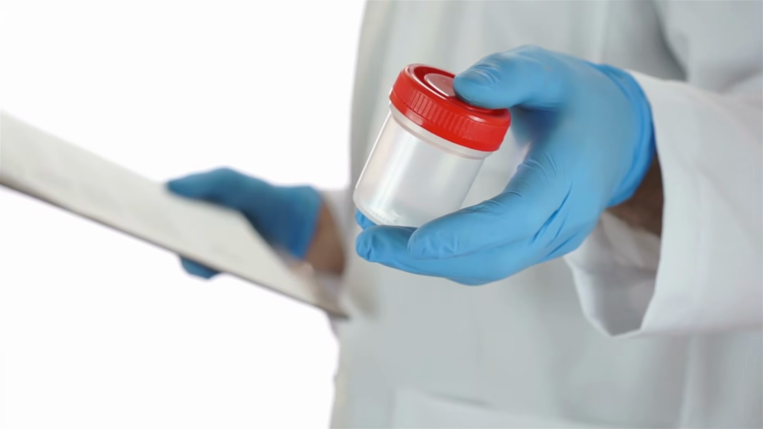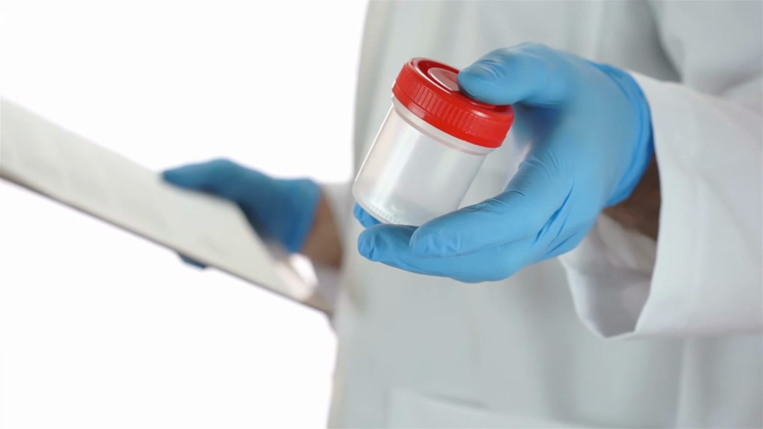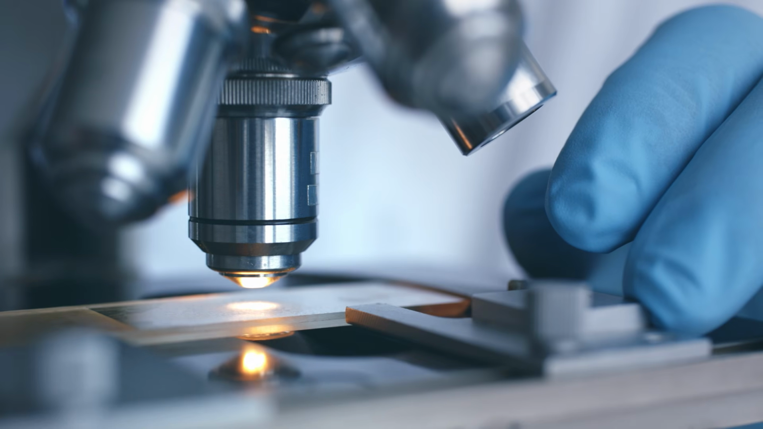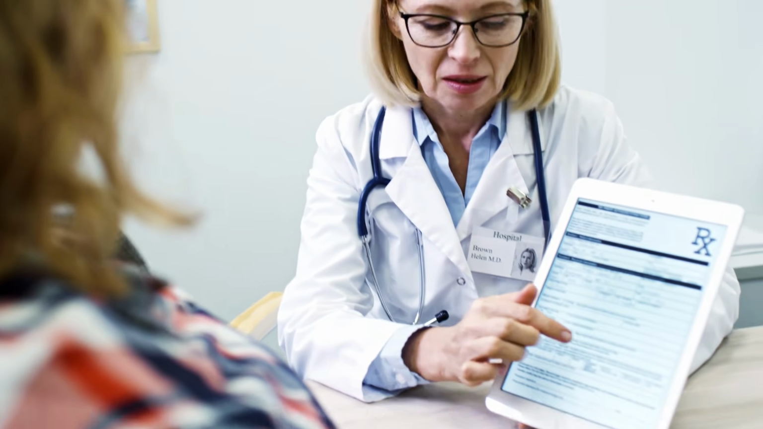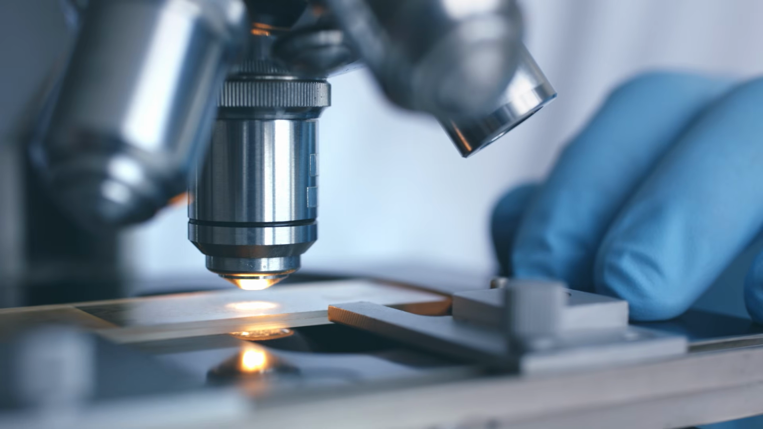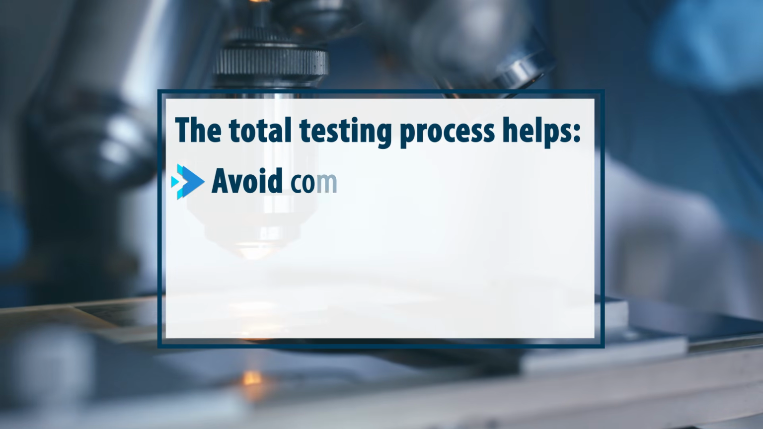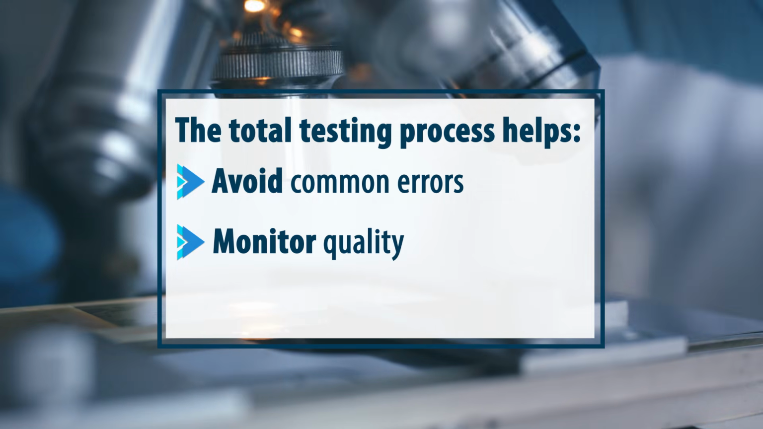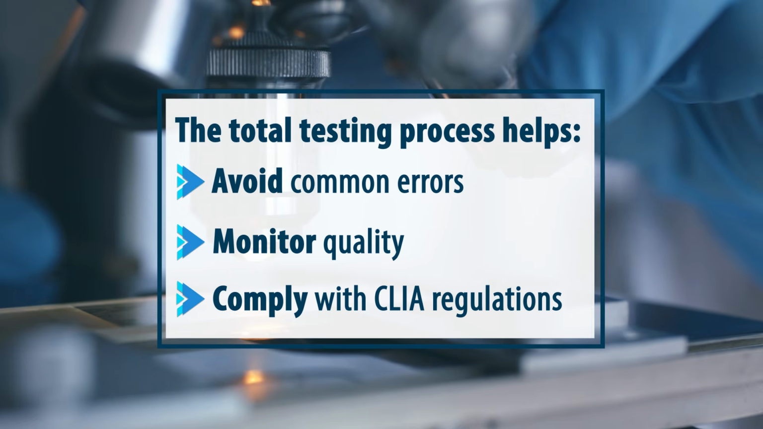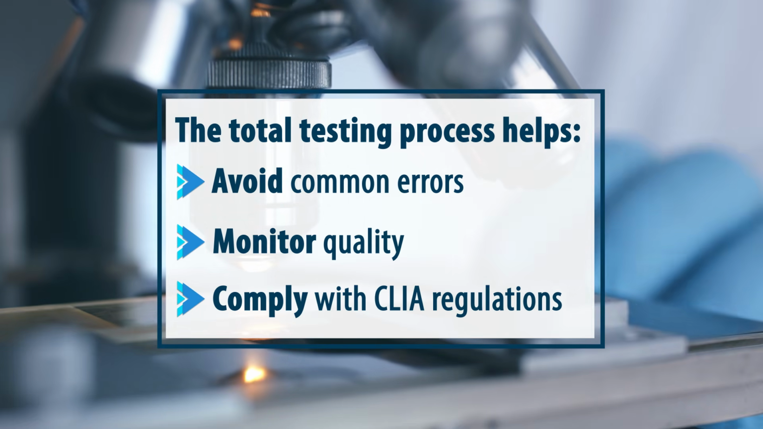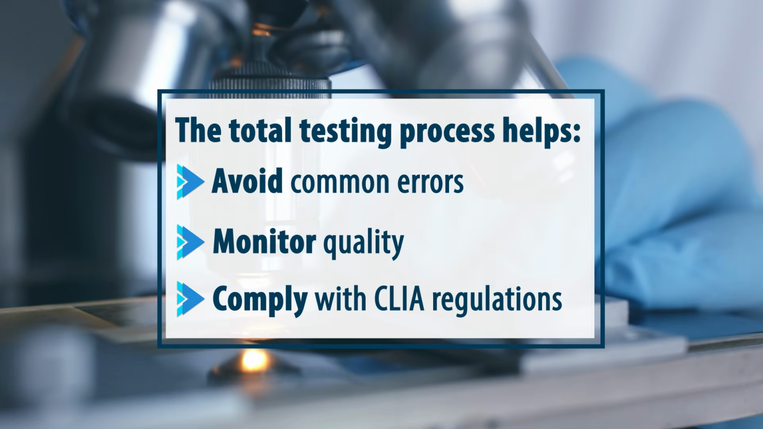Activities you, the healthcare provider, will perform in the total testing process for PPM procedures include selecting tests and collecting specimens in the pre-analytic phase, performing tests in the analytic phase, and reporting results in the post-analytic phase. As you perform PPM procedures, the total testing process helps you avoid common errors, monitor quality, and comply with Clinical Laboratory Improvement Amendments of 1988, or CLIA, regulations.